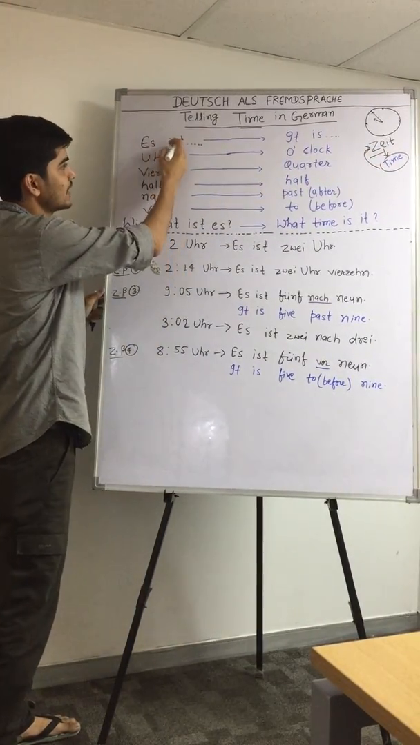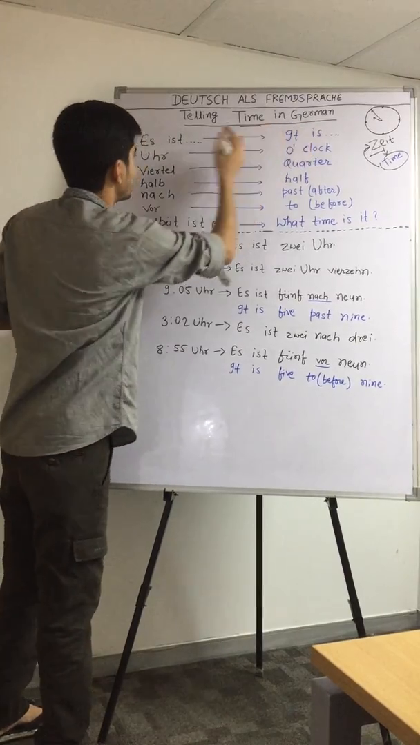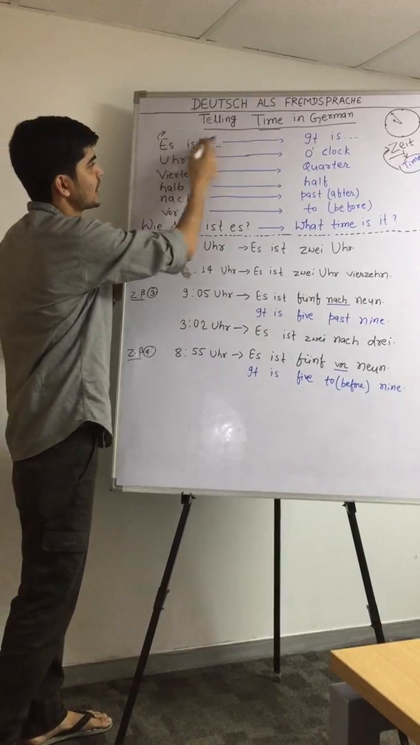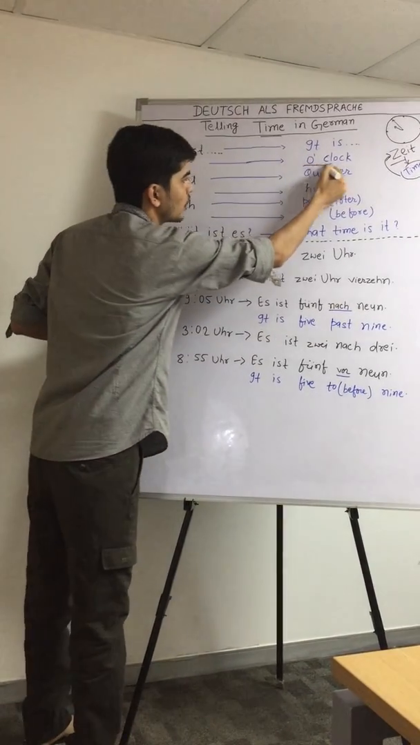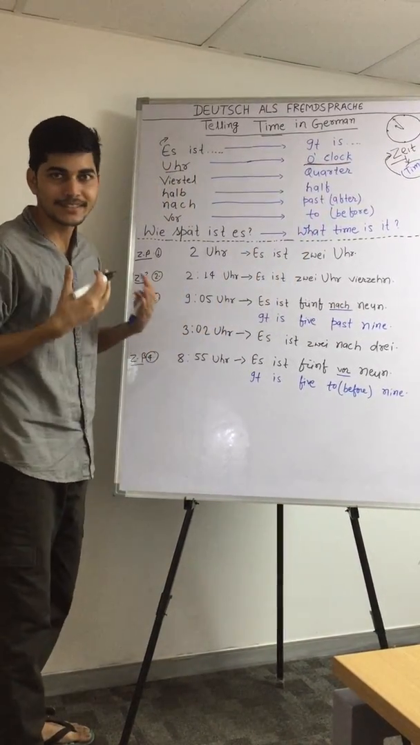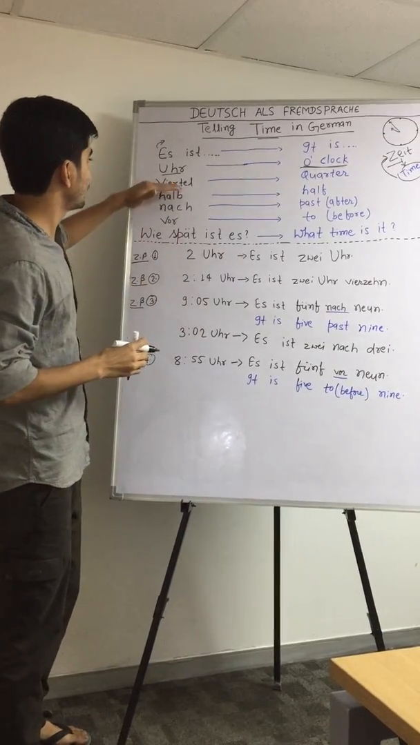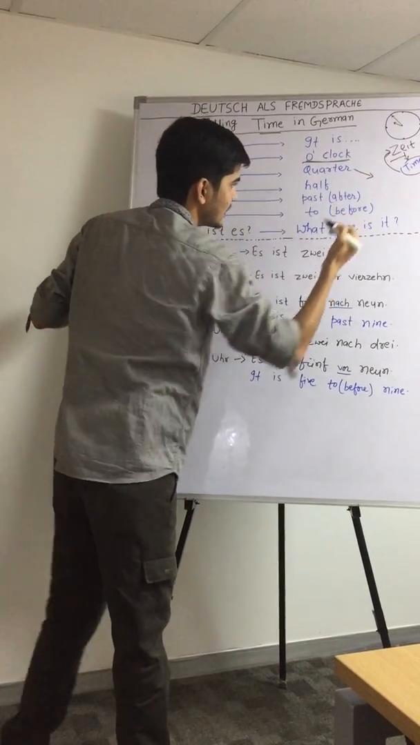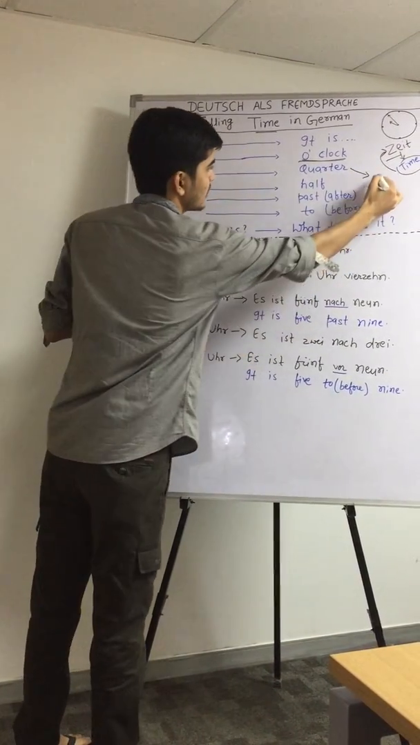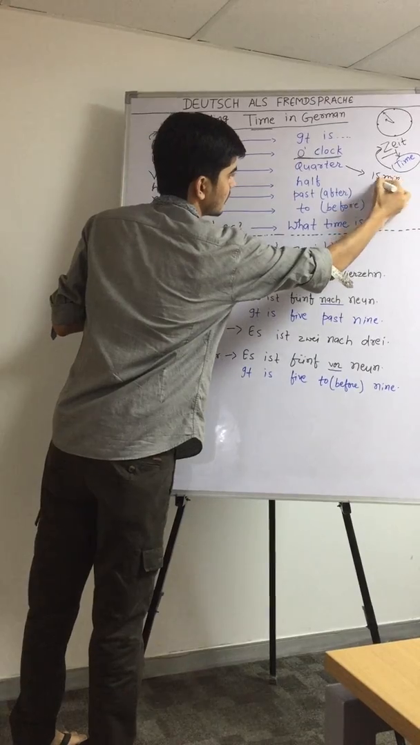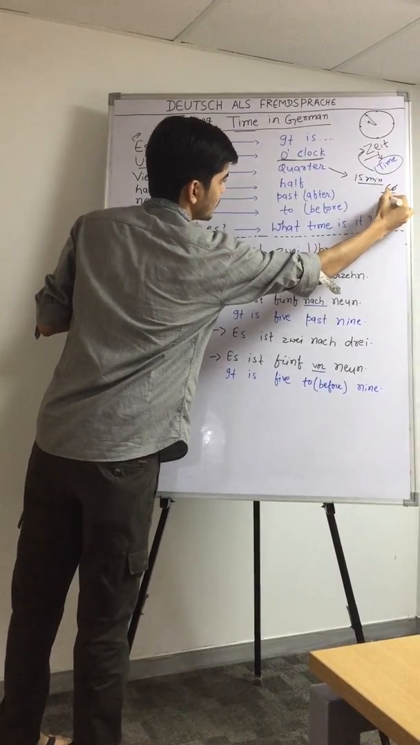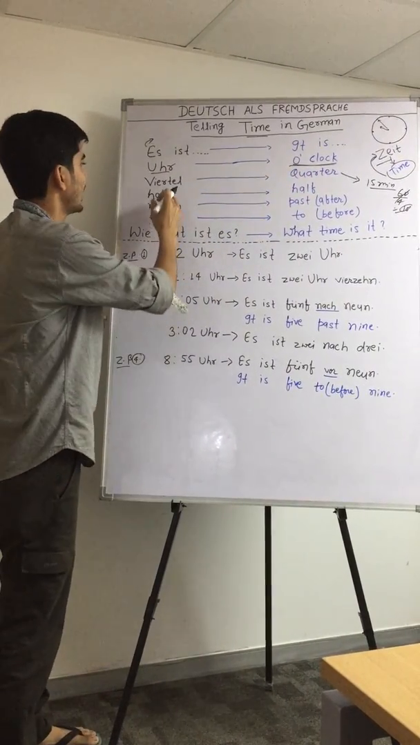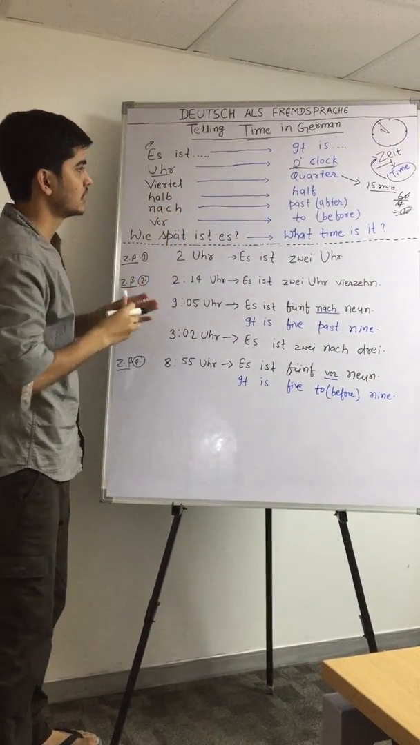Es ist means it is. Es is a personal pronoun. It is o'clock, 5 o'clock, 6 o'clock, 7 o'clock. Viertel is quarter. In time, a quarter is 15 minutes, because there are 60 minutes, so 15 minutes is called a quarter. And halb is half.